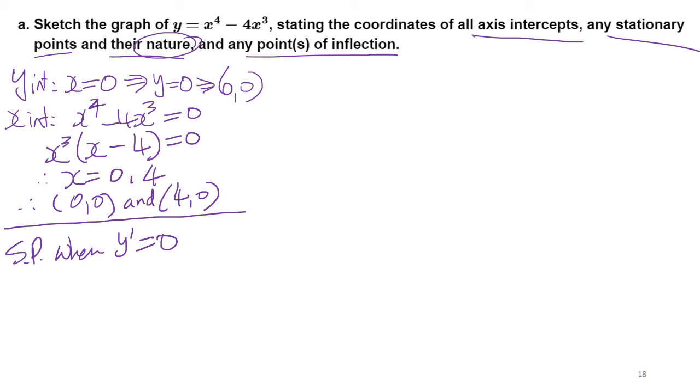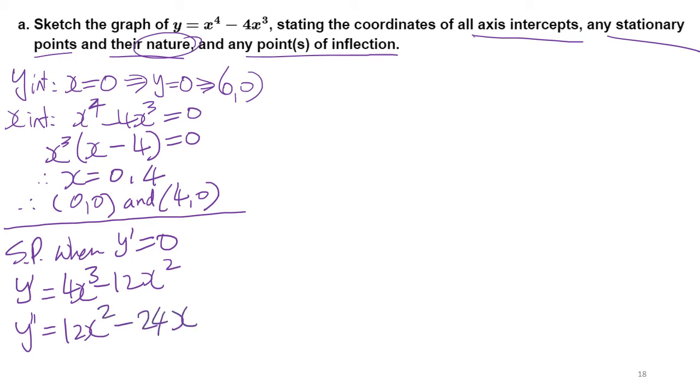So let us differentiate the function to find the first derivative, and then we also want to find the second derivative. So the first derivative would be, just simple differentiation, 4x cubed, take away 12x squared, and then the second derivative would be 12x squared, take away 24x. So these two are the important functions that we can use later on to help us out.